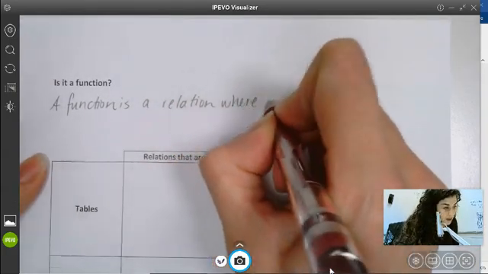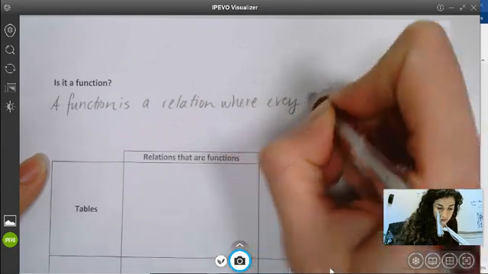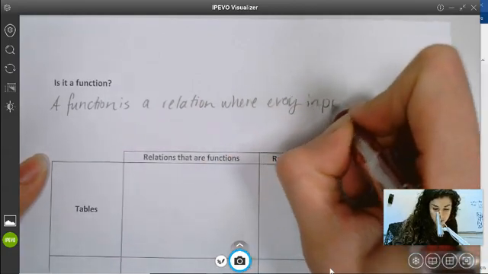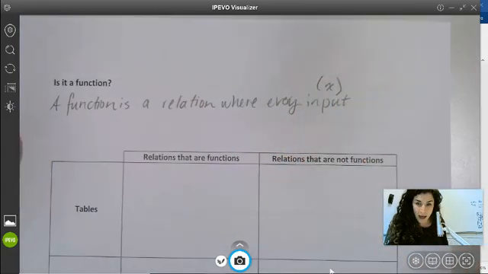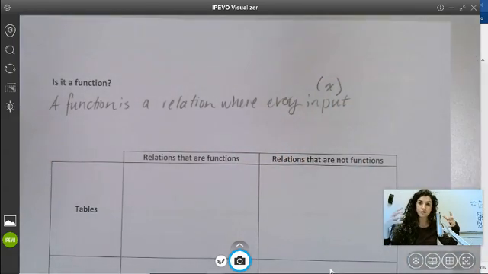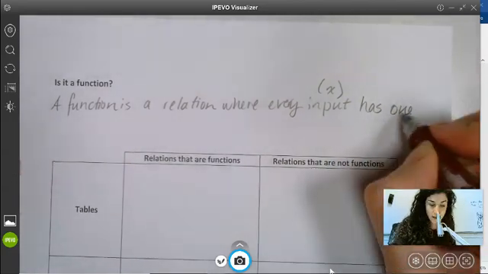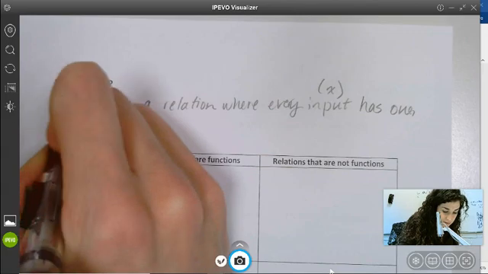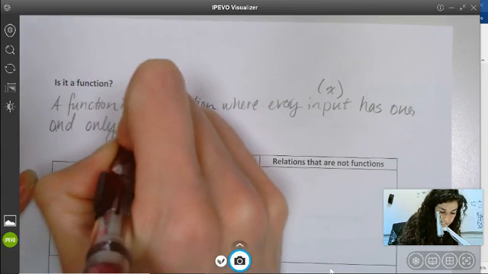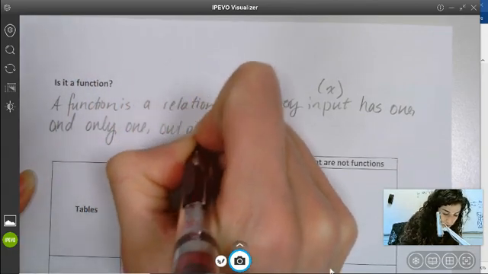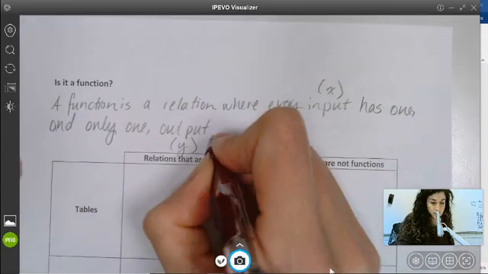where every input, which remember are our x values, like a machine, right? Our functions behave like a machine. We plug something into this machine, and then it gives us something back. So our input is typically the x value, and our input has 1 and only 1 output, which are our y values.